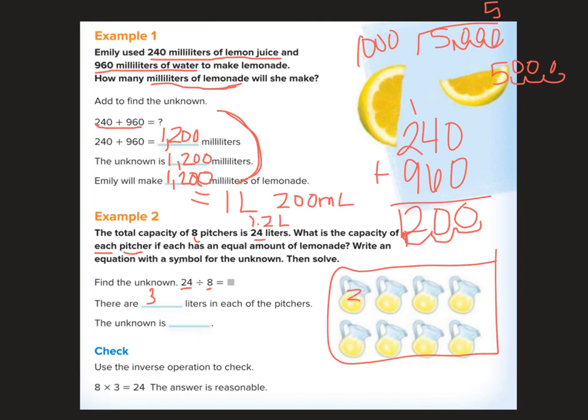Let's see. 3, 6, 9, 12, 15, 18, 21, and 24. So we counted up by 3s. Each one would be worth 3. So the unknown is 3. Use the inverse operation to check. Is 8 times 3 equal to 24? Why, yes it is.